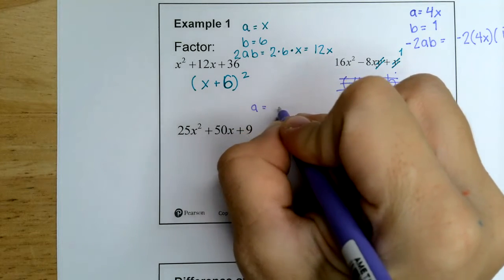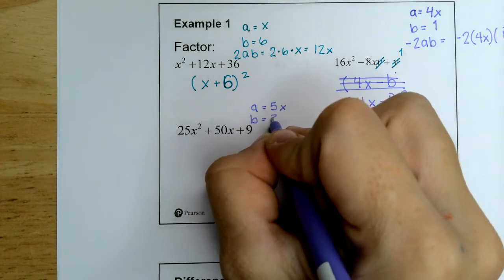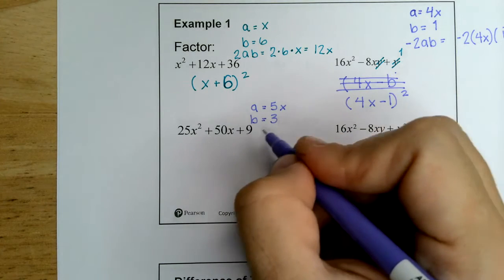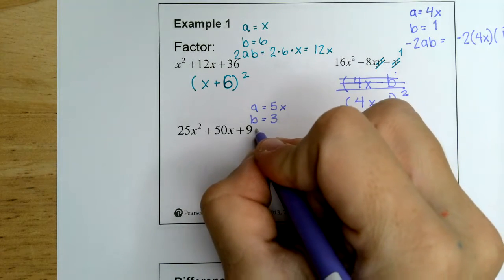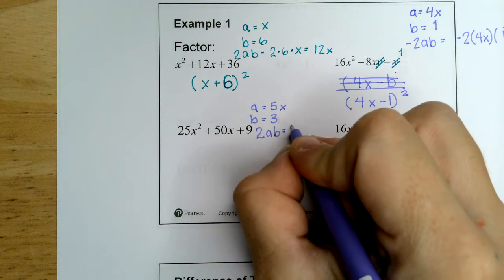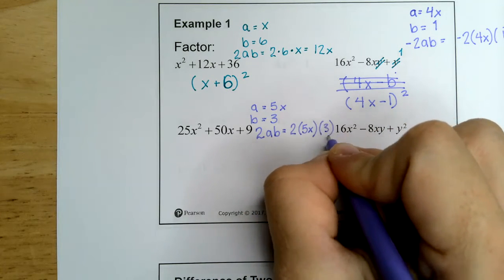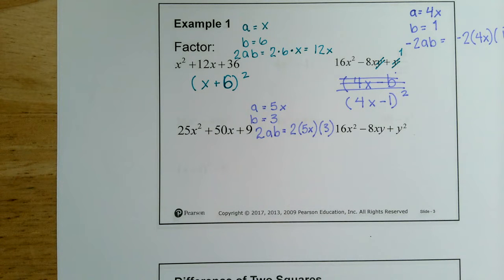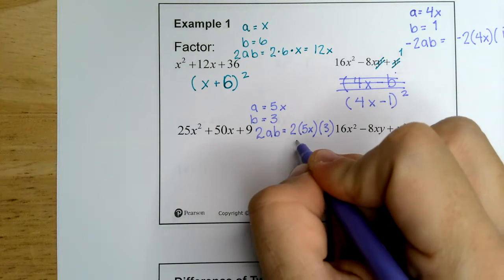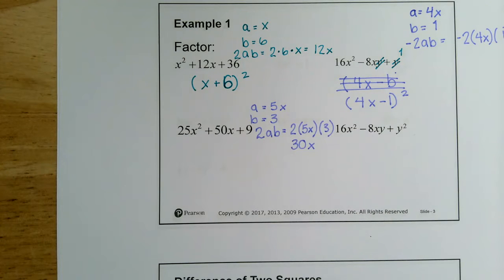Here, A would be 5x, right? B would be 3. 5x squared is 25x squared. 3 squared is 9. So positive 2AB is 2 times 5x times 3. Does that equal 50? That does not equal 50. 2 times 5 is 10x times 3 is 30x. So this is not a perfect square trinomial.